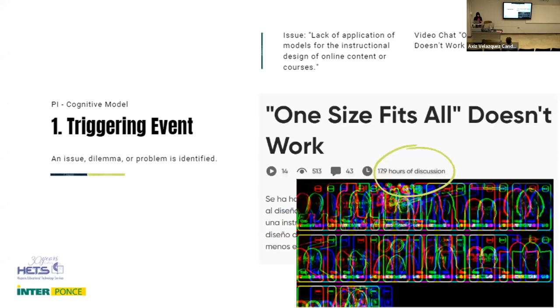Okay, so for the first stage, this is the triggering event. This cycle initiates with an issue, a dilemma, or a problem along the course context. Typically this is presented by the professor or the instructor, and the triggering event is to guarantee the students' engagement with the issue or the problem.